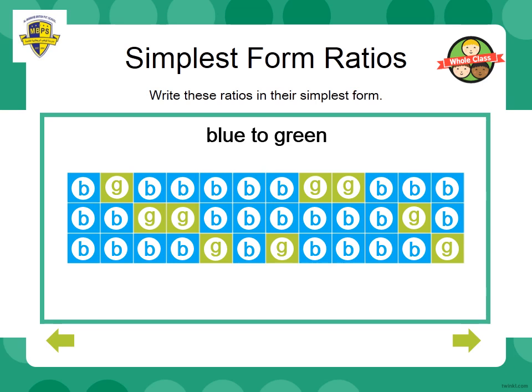Blue to green. How many blue? Count. Excellent. 27. And how many green? 9. Good. 27 to 9. Simplify it. Remember, we're simplifying using division. Then let's check our answers.